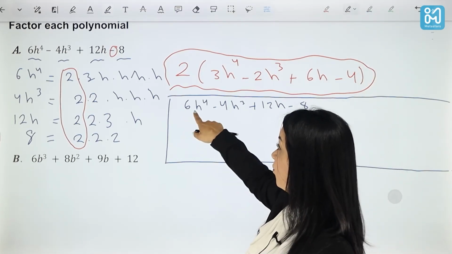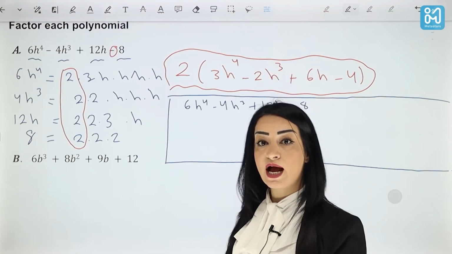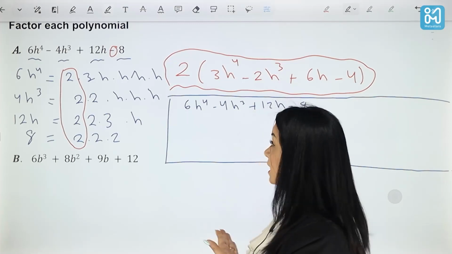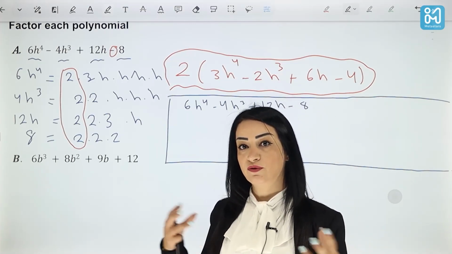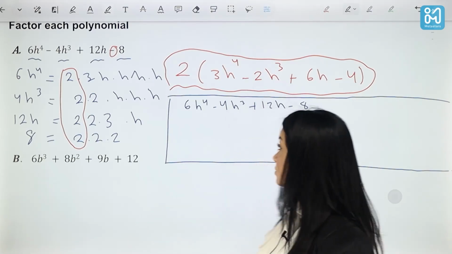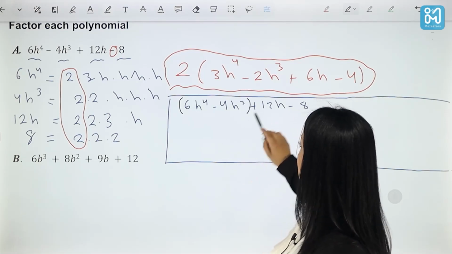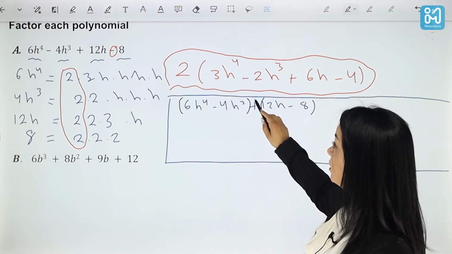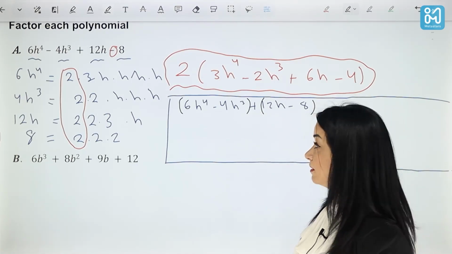How many terms? 1, 2, 3, 4. So what I did here, I factored by taking a common factor. Now I need to factor by the grouping way, by converting it to another form. So I will take the first and the second together, then I will take the third and the fourth together. Always remember to keep the plus sign between the first and the second parentheses.